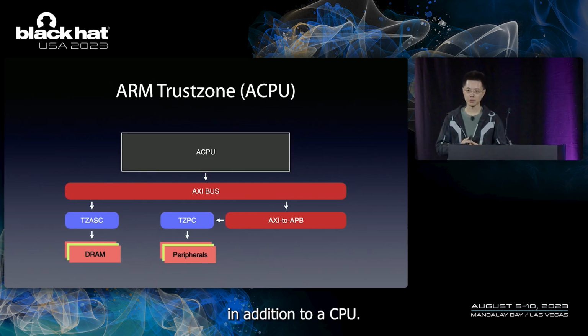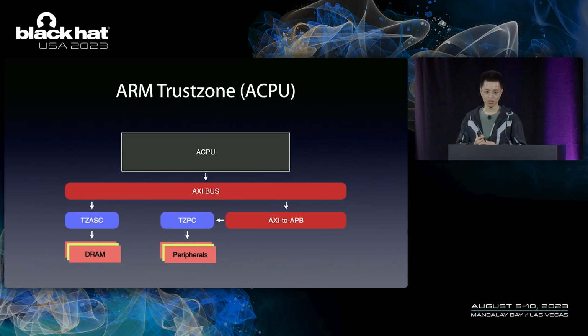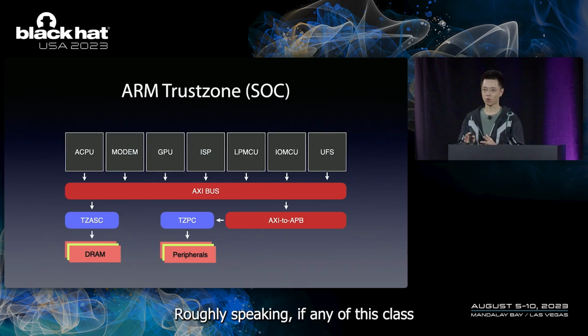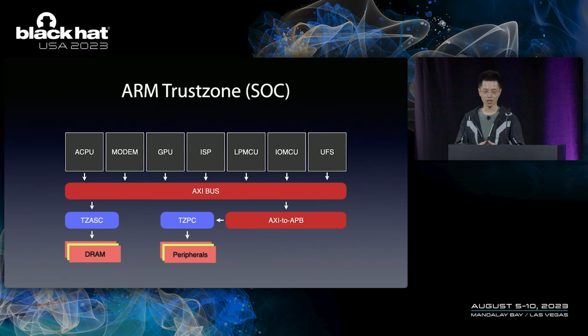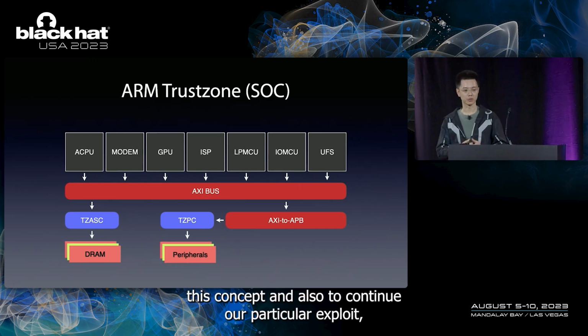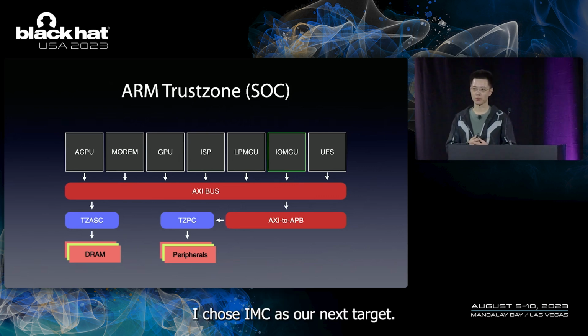In addition to the ACPU, there are other cores running on the same SoC. Roughly speaking, if any of these cores were able to send secure signals on a bus, they might have the same access to the secure resources just like the ACPU. To illustrate this concept and also to continue our particular exploit, I chose IOMCU as our next target.